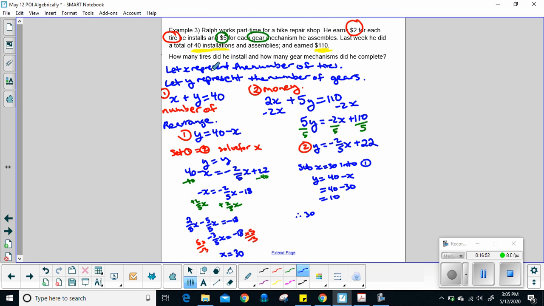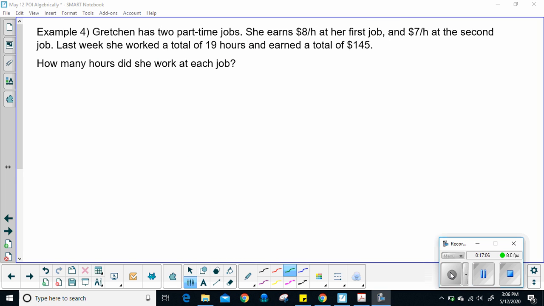X was tires, right? 30 tires and 10 gears. Lovely. All right, last example. Let's do another word problem because they're tricky, but they show up all the time.